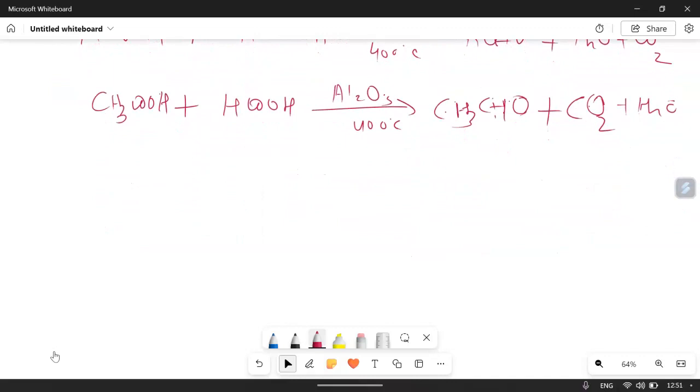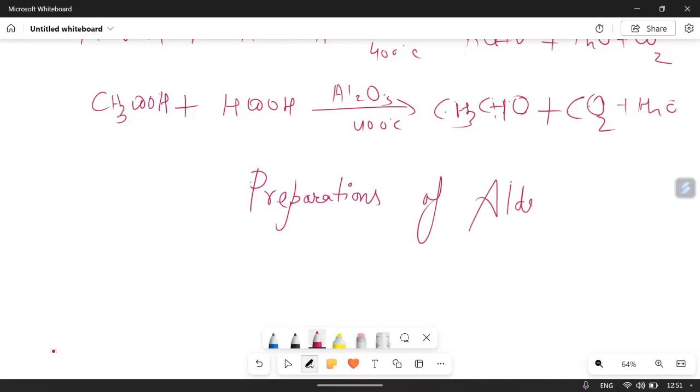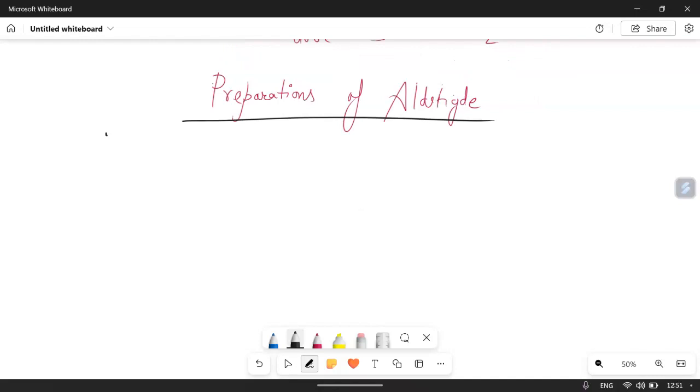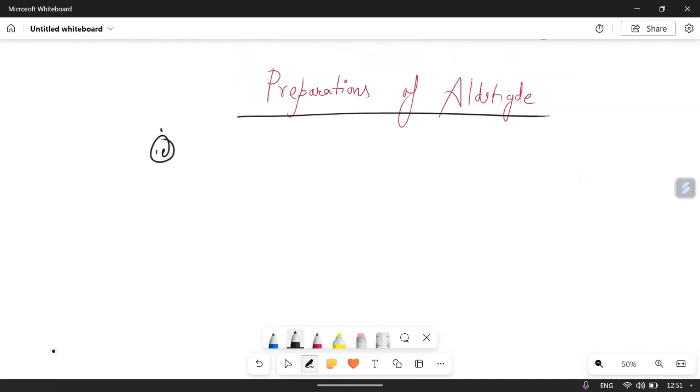अब हम बात करेंगे बहुत इंपॉर्टेंट प्रिपरेशंस ऑफ एल्डिहाइड ओनली. Not ketone, only preparation of aldehyde we are going to discuss. So the first method for that is, let's start with it.